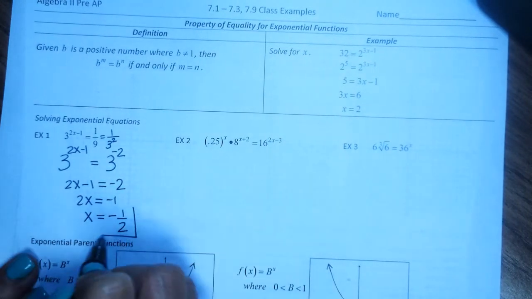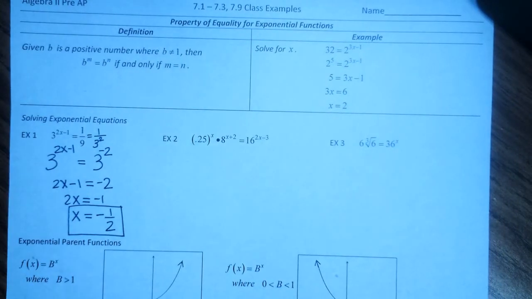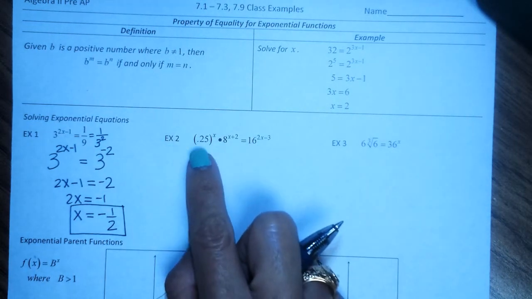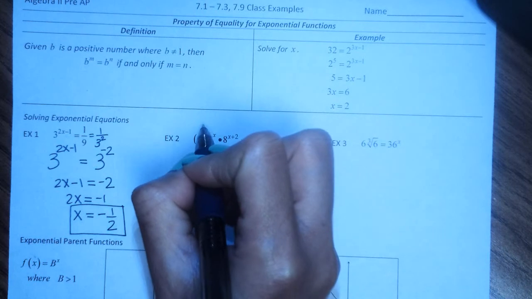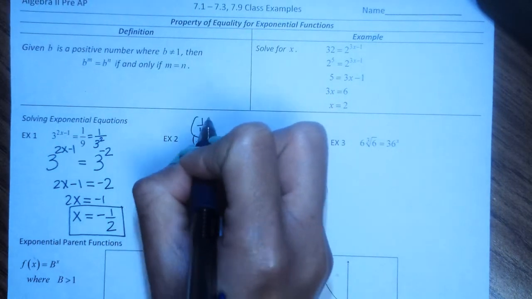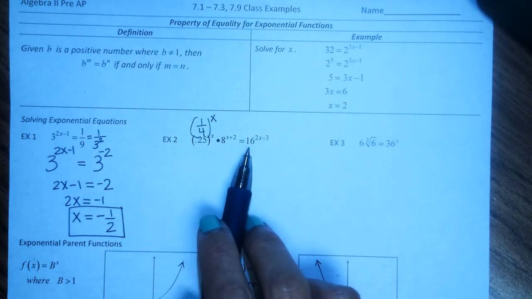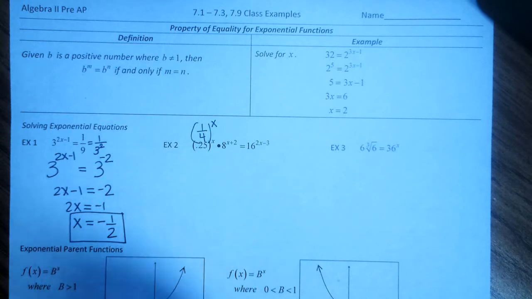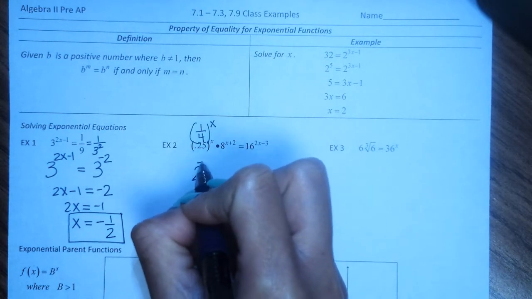So number 1, done. So those are the kind of questions you'll start seeing on your next unit called exponential functions. Number 2, you have 0.25. So think of the 0.25 as 1/4. So 1/4 raised to the x. You have an 8 raised to the x plus 2. And then you have a 16 raised to the 2x minus 3. We need to rewrite all those bases to the same number, like a prime number, like 2, 3, 5. So I'm going to rewrite 1/4 as 2 to the negative 2.